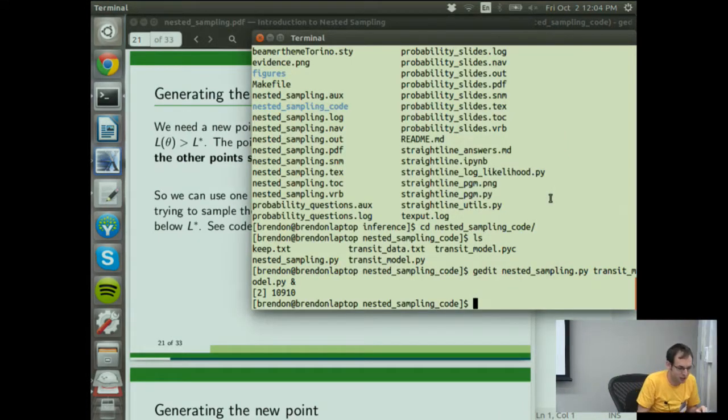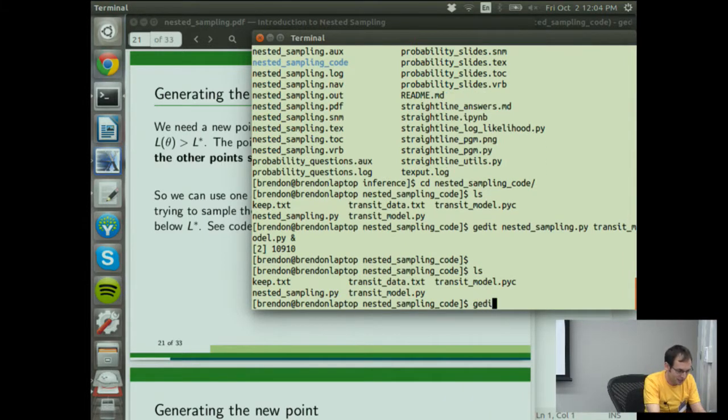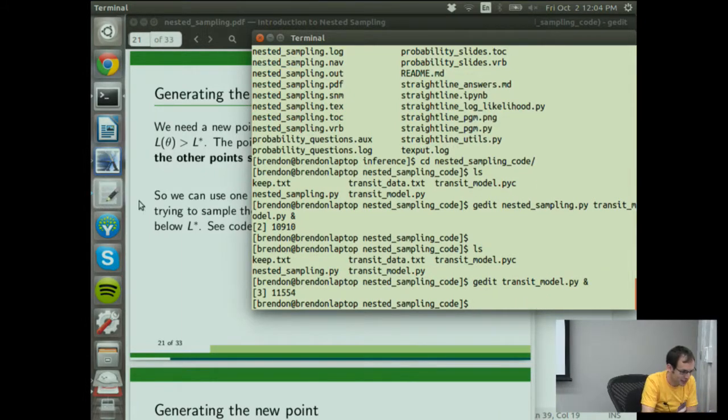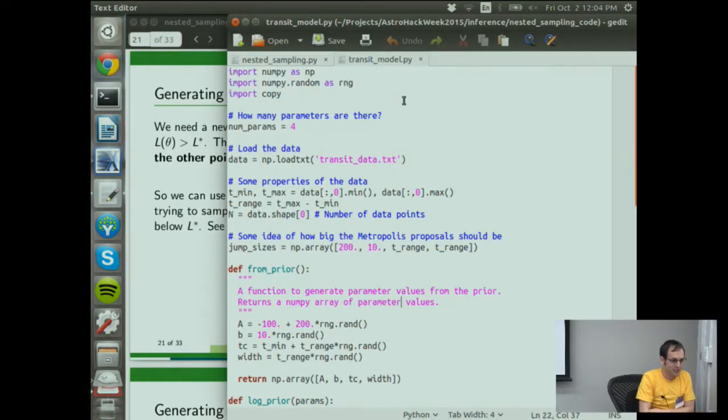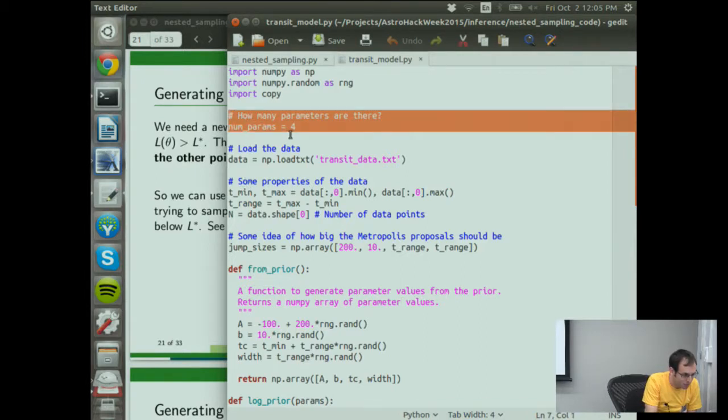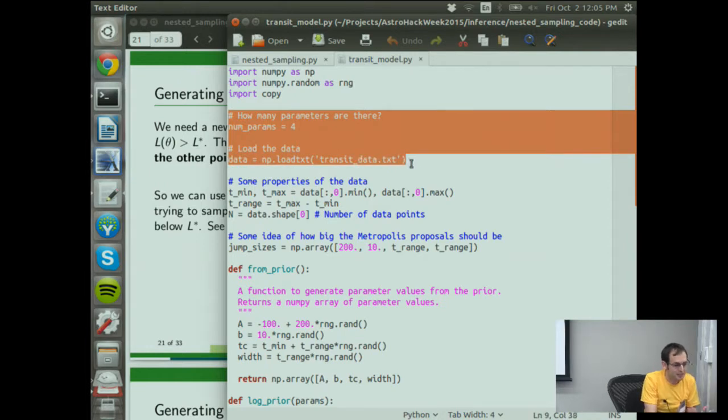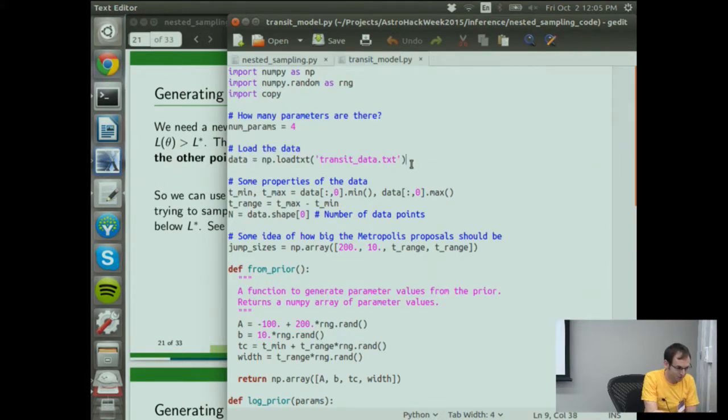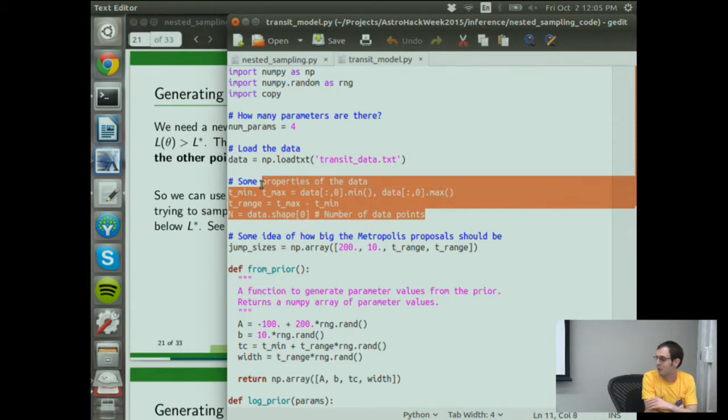So I'll just show you a little bit of the code to get you acquainted with it. A lot of it will look quite similar to Phil's code. If you look in transit_model.py, this is just a set of functions that define the log prior and the log likelihood for the model that I've been discussing in this presentation. There are a number of parameters, which is 4, a data set that I'm going to use to evaluate the log likelihood, and just some summaries of the data that happen to be useful for later.